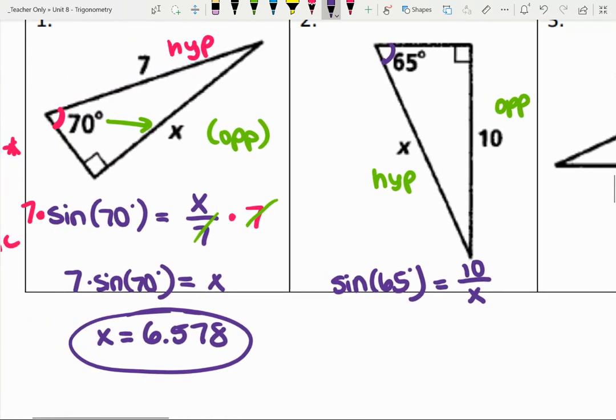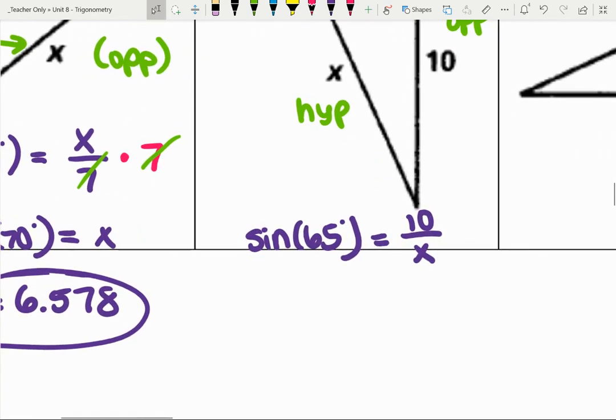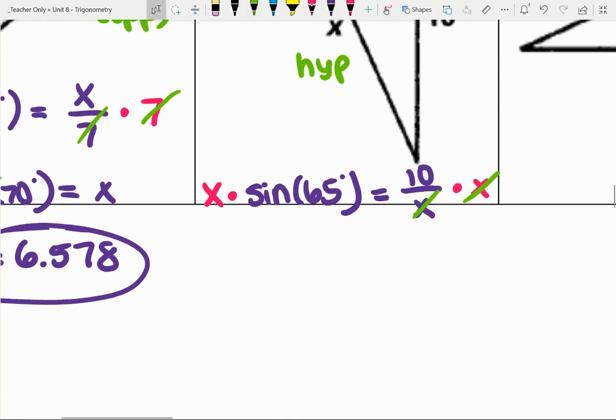So if you just look at the setup here, this one's a little bit different than example 1 because now our x is in our denominator. So this one will take an extra step to get x in a position that is actually helpful for us. The first step we need to do is get x out of the denominator. We're going to multiply both sides by x and reduce that right-hand side. So we get x times sine of 65 degrees is equal to 10.